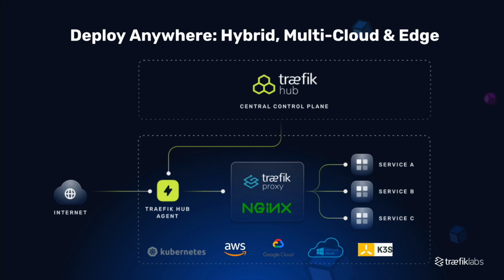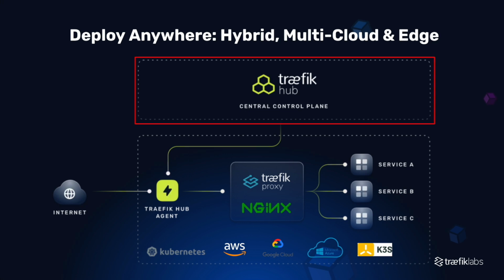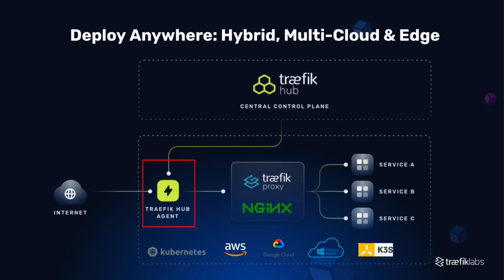Today we are going to talk about Traefik Hub, which is our latest software offering. Traefik Hub architecture consists of two key components: a control plane, which runs in the cloud, is hosted and fully managed by Traefik Labs, and a hub agent that runs next to wherever your ingress controller is. That could be on-prem, could be in a managed Kubernetes cloud, or could even be at the edge.